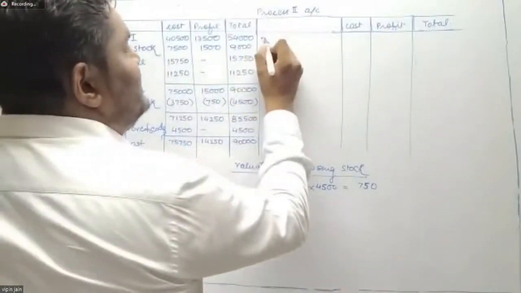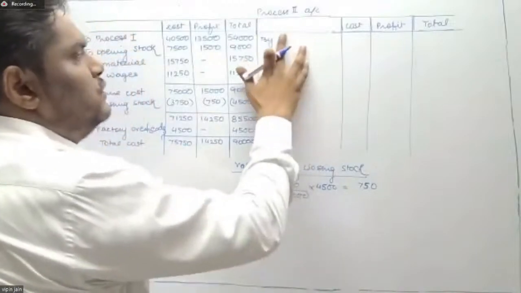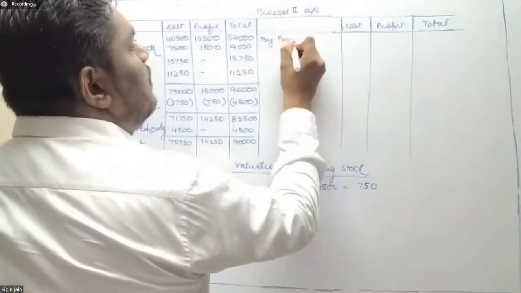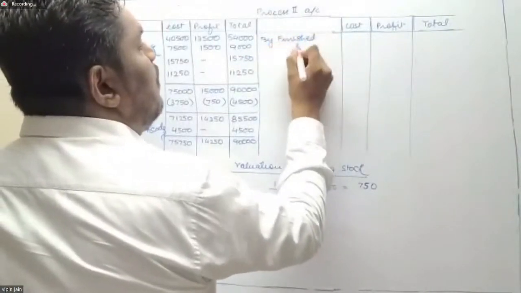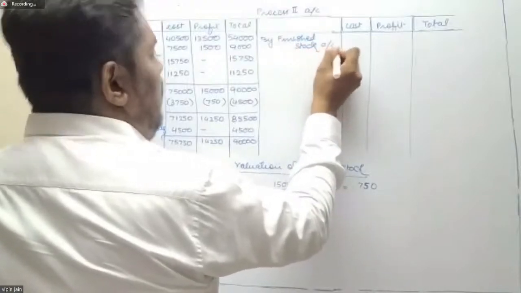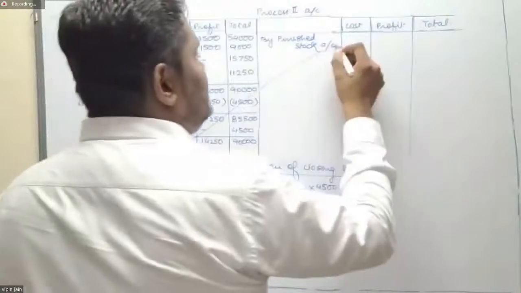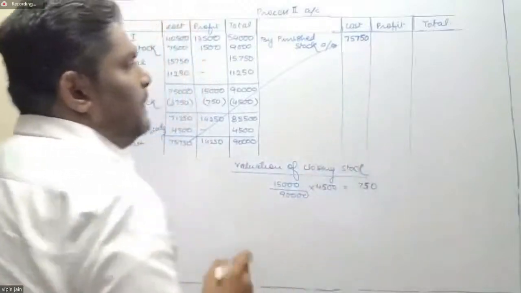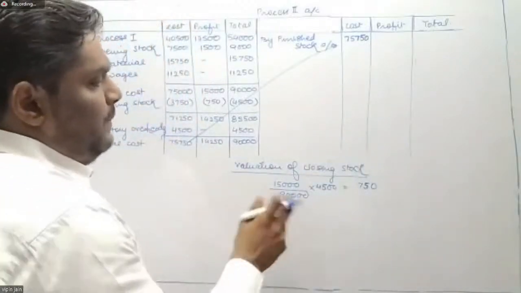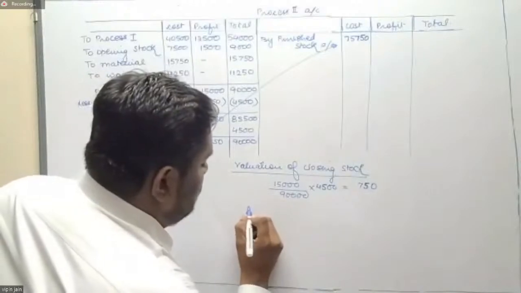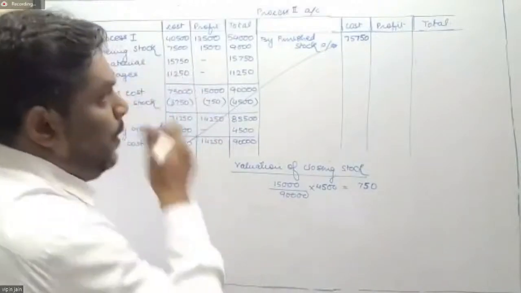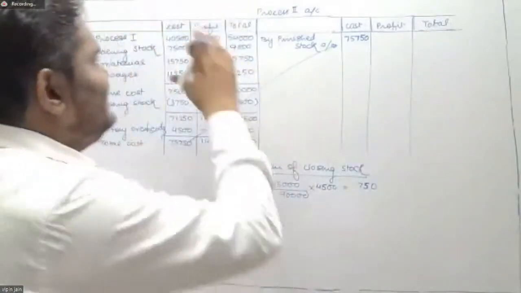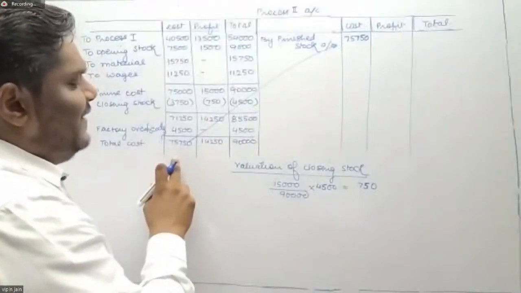Now the output of process second is transferred to process third. There is no process third, sorry. There is finished stock account. The cost figure will remain the same, that is 75,750. Now when talking about the total column, see, in case of process second, the aggregate cost till date is 75,750.